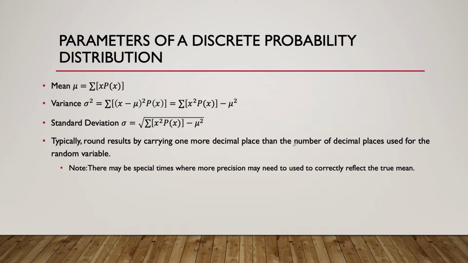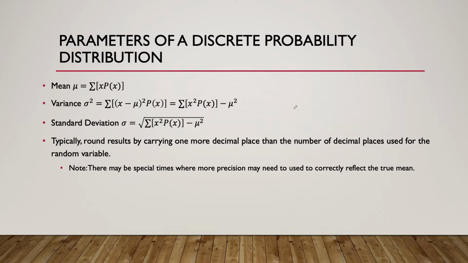For the parameters of a discrete probability distribution specifically, the mean takes the sum of each value of the random variable times its associated probability and adds them all up. The variance, sigma squared, takes the sum of the squared deviations about the mean, so x minus mu squared, times its associated probability, p of x. We could also write that as the sum of x squared times each associated probability minus the mean squared. The standard deviation is just the square root of the variance.